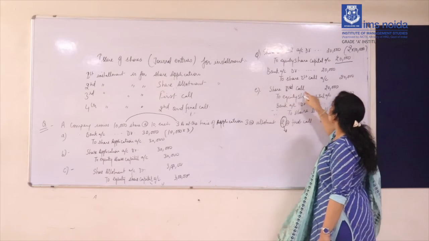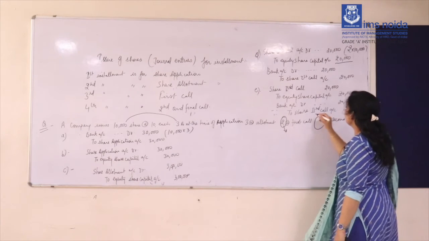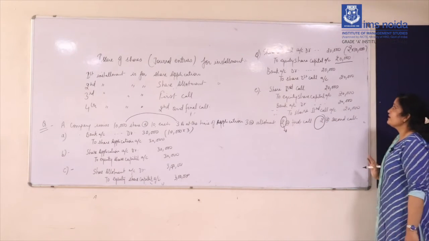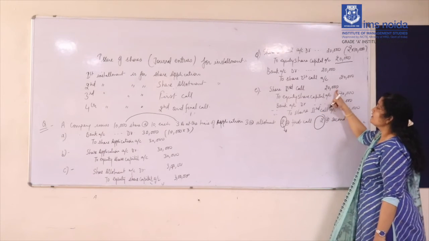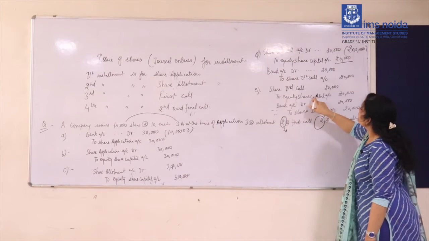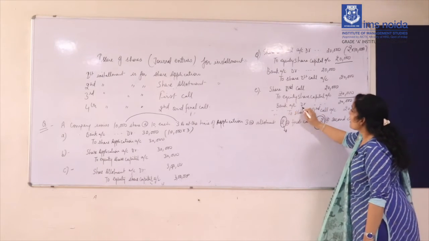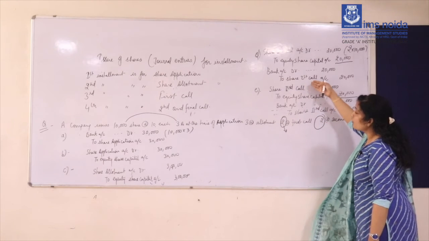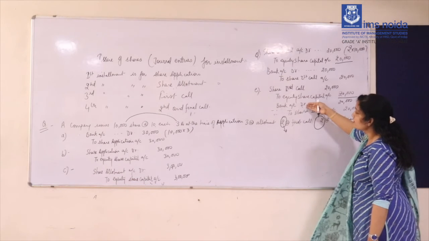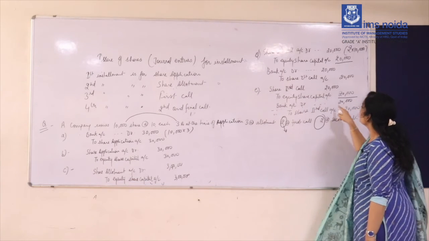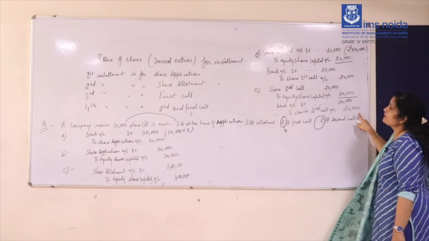Now the share second call, which is again 20,000 because we are calling rupees 2 for the second time also. So 2 into 10,000 comes to 20,000, to equity share capital account, 20,000. Now whatever we call for the second time, we will get in the bank, which is bank account debit 20,000 to share second call account, 20,000.